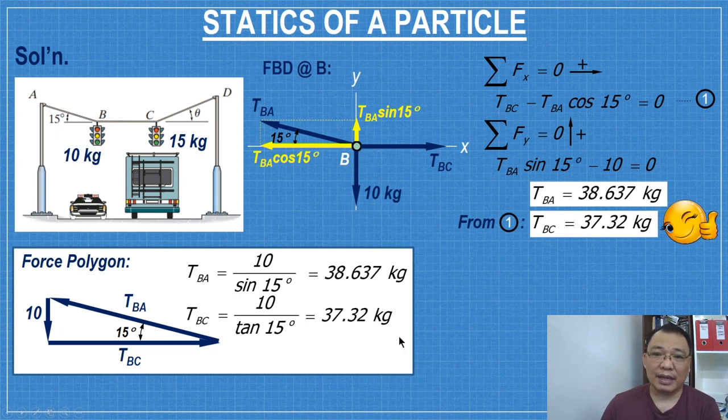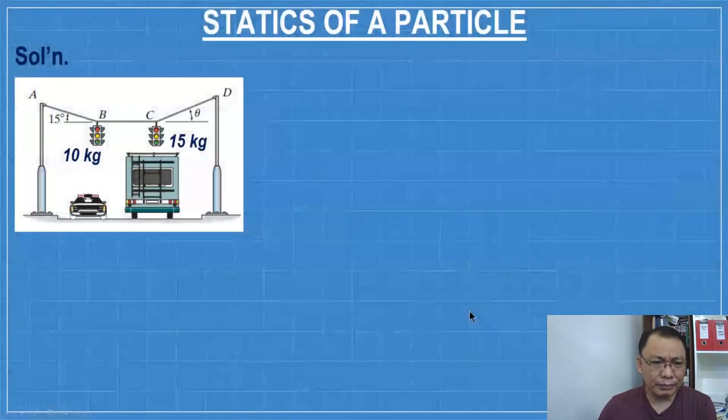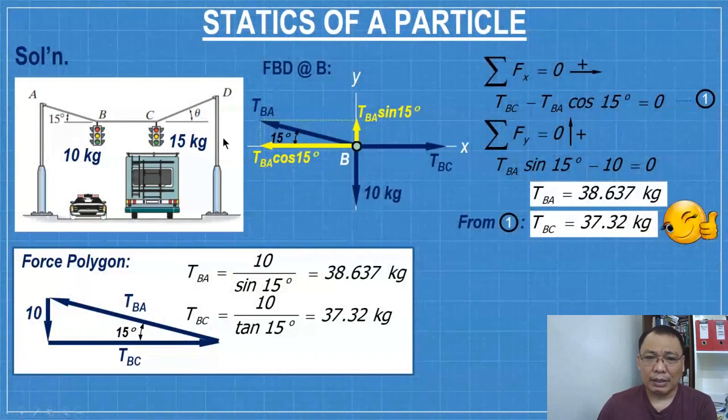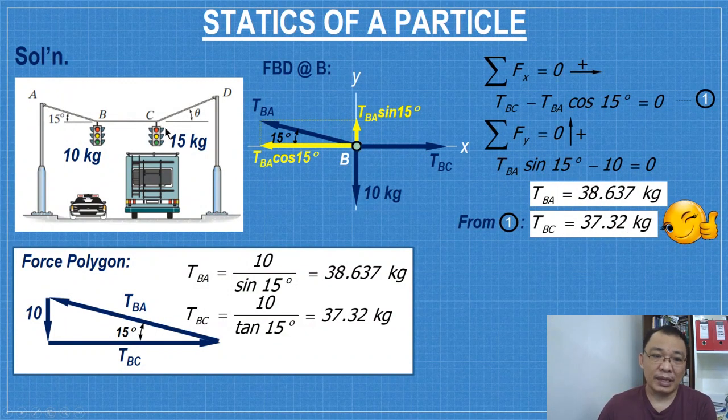Not necessarily a right triangle. It can be oblique, for as long as you get a triangle, and then if oblique, you can use sine law or cosine law. And if right triangle, you can use trigonometric functions to solve. So now, the tension BC, we can now use it, 37.32, in analyzing joints.